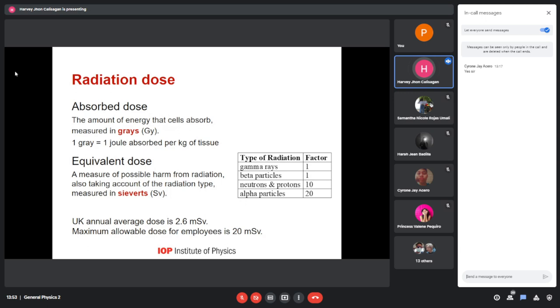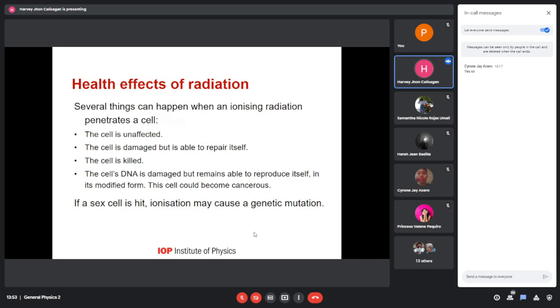The effect of radiation on health. First, it does not kill the cell, but it will damage it. It damages the cell, but the cell can repair itself. And also, radiation can kill cells or can produce cancerous cells. It is decoding the genetic code in our body, especially in our DNA.